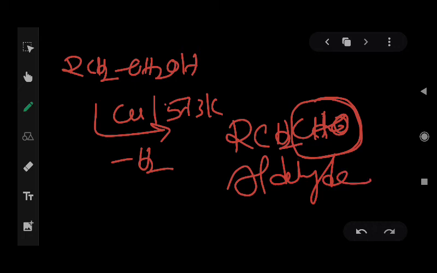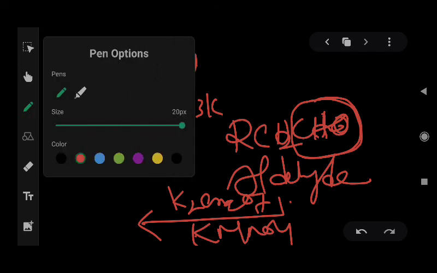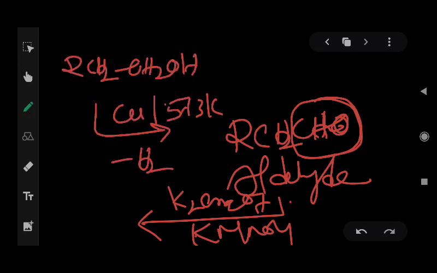By using this aldehyde again, if I go for KMnO4 or K2Cr2O7, these are oxidizing agents. What will we get? We will get addition of oxygen to the aldehyde. Addition of oxygen to aldehyde means we will get a carboxylic acid. Yes or no? This is one more conversion, and then the final conversion.